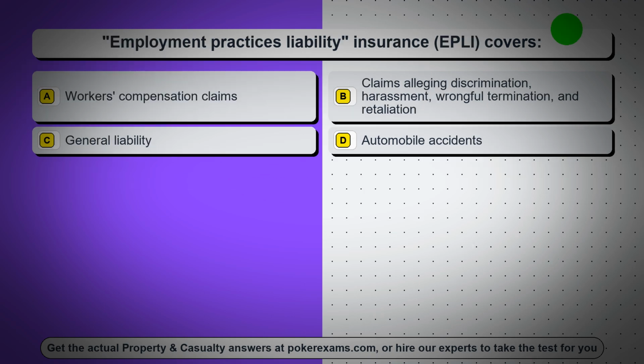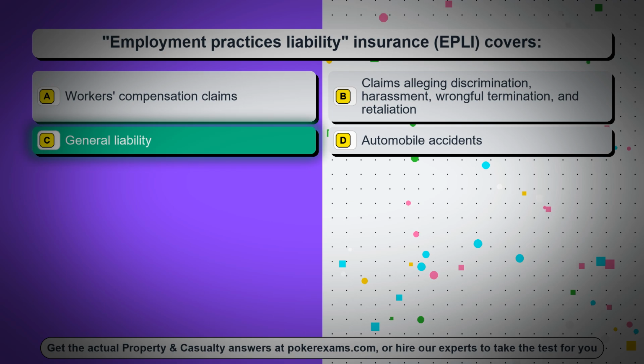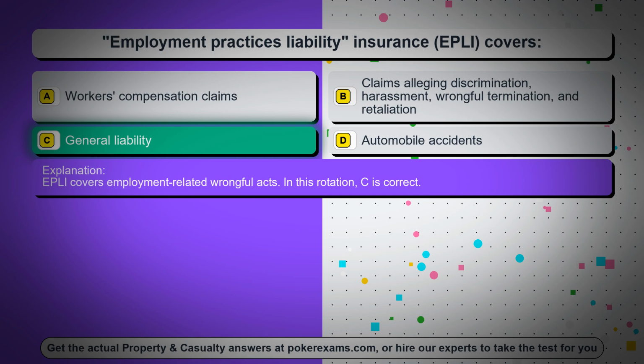Question 94. Employment Practices Liability Insurance, EPLI, covers: Option A, workers' compensation claims. Option B, claims alleging discrimination, harassment, wrongful termination, and retaliation. Option C, general liability. Option D, automobile accidents. The correct answer is option C, general liability. EPLI covers employment-related wrongful acts. In this rotation, C is correct.